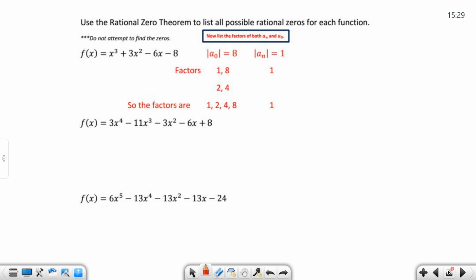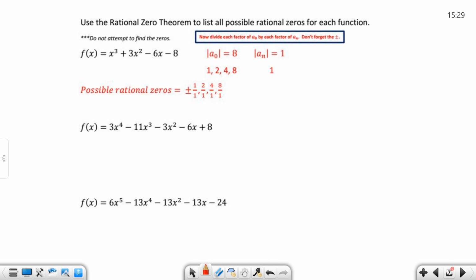So then what I want to do is take my plus or minus and put all the factors here over 1, right? So I want to take all that and put it over 1. So let's look at what that looks like when I do that. So the possible rational zeros are plus or minus 1 over 1. That's this one over this one. That's this 2 over this one. 4 over 1. 8 over 1. Okay?